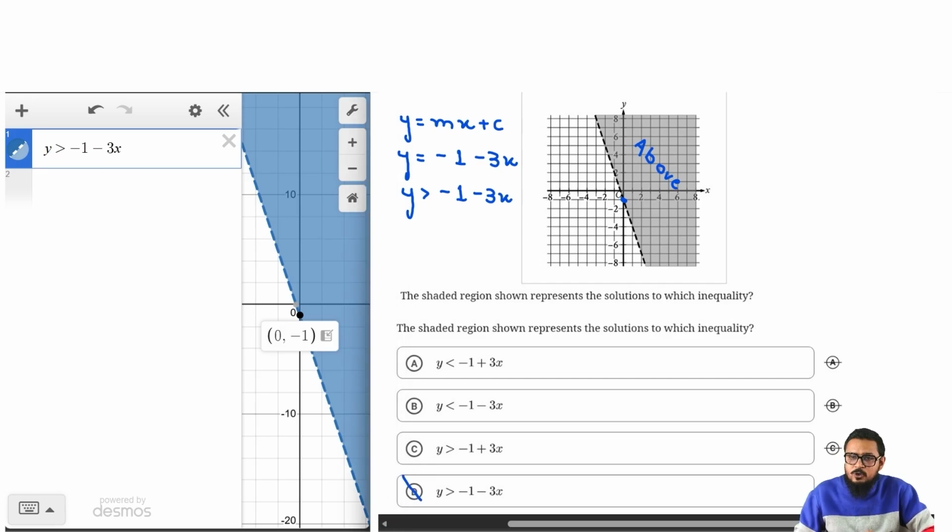You can use either of the two approaches. The manual one, if you're good enough and you know the concept of shading graphs using inequalities, or if you do not know the concept, you can simply type every single answer option in Desmos, and Desmos will figure it out for you.